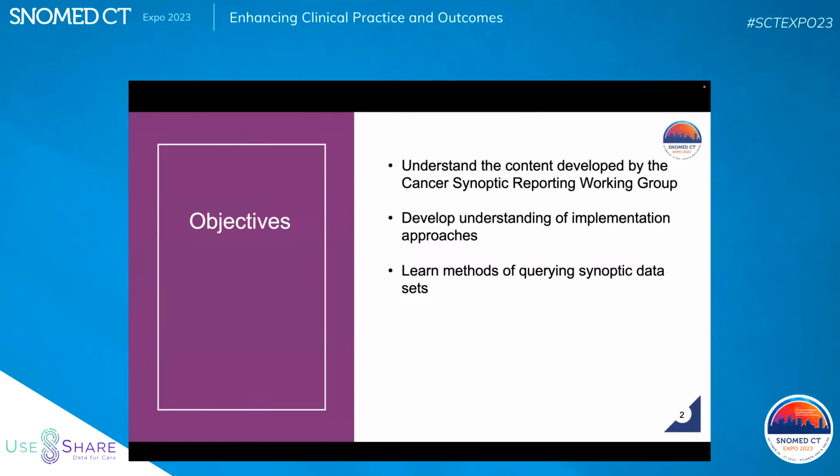So there are 3 real objectives for you all for today. Understand the content that we developed as part of the cancer synoptic reporting work group. So this has been a functional working group, a formal working group in SNOMED International for the last 3 years. And it was authorized by the member forum, and off we went. But it developed. It basically takes work that was done.